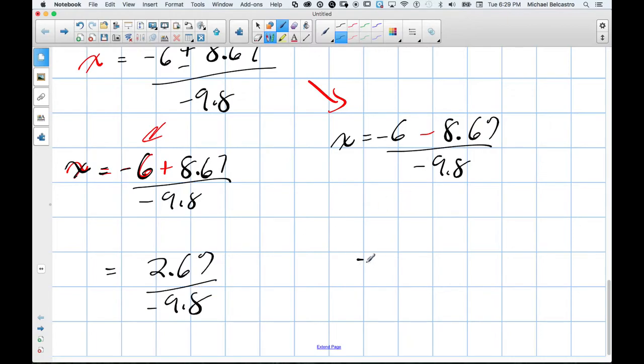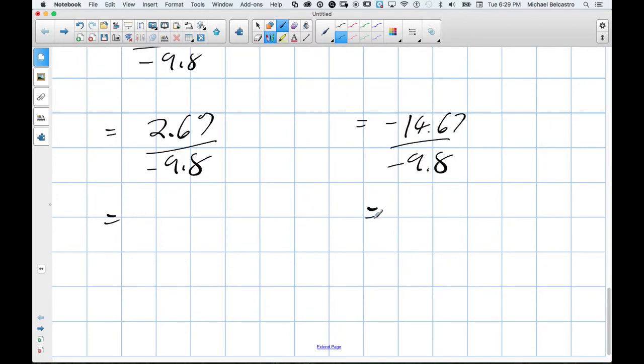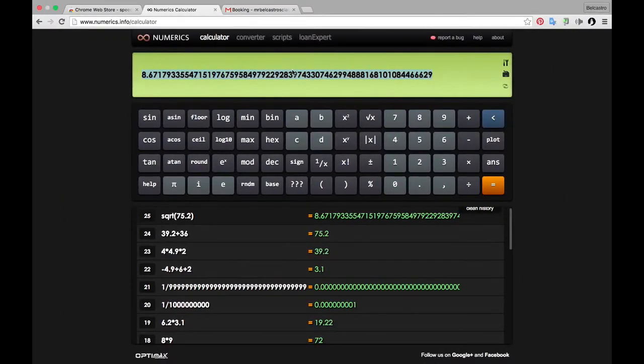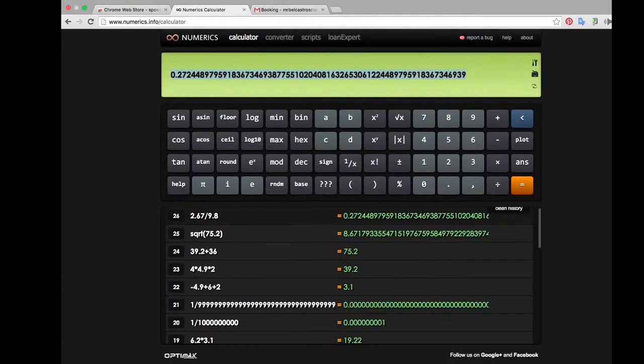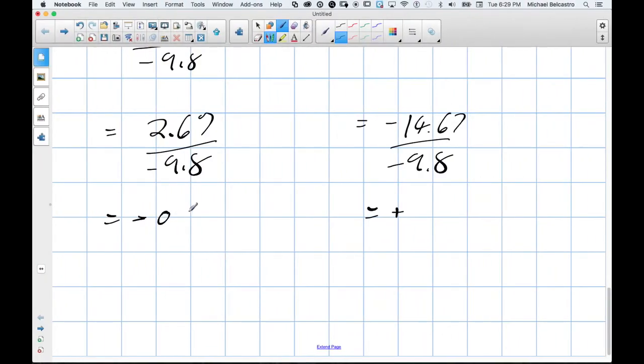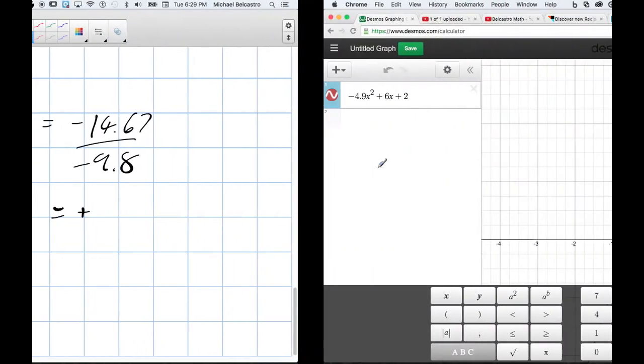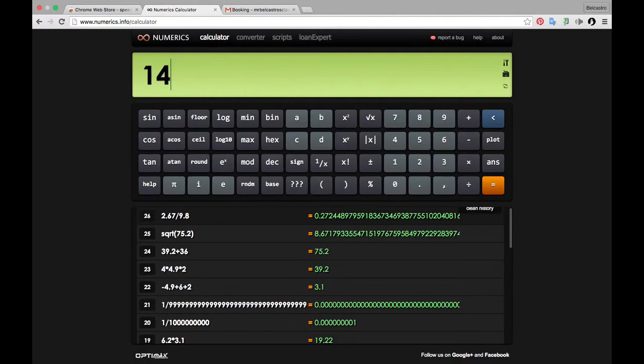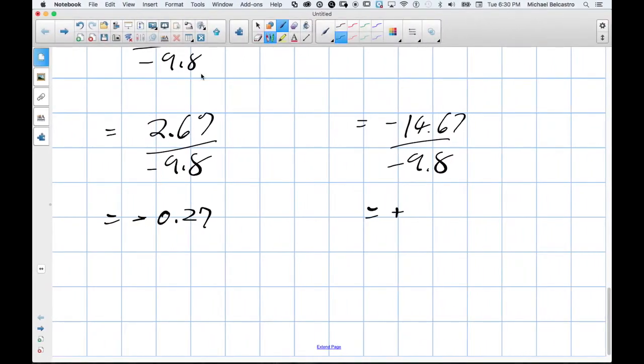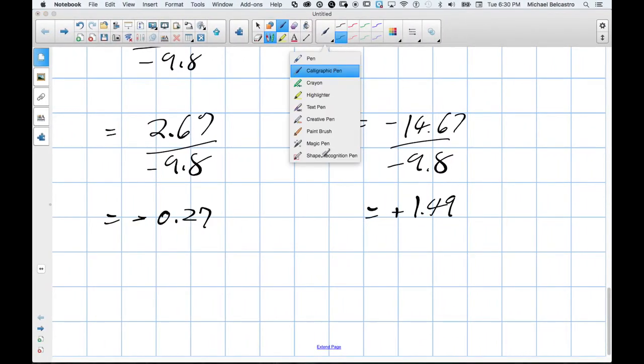This will become negative 14.67 over negative 9.8. Lagging a little here. We're going to get two values. This one is positive divided by negative, so it will be negative. This is a negative divided by negative, so it will be positive. 2.67 divided by 9.8, 0.27. So negative 0.27. And this one, 14.67, 9.8. Whoops, wrong way. 14.67 divided by 9.8. 1.49 approximately. Positive 1.49. Okay, let's make sense of this.